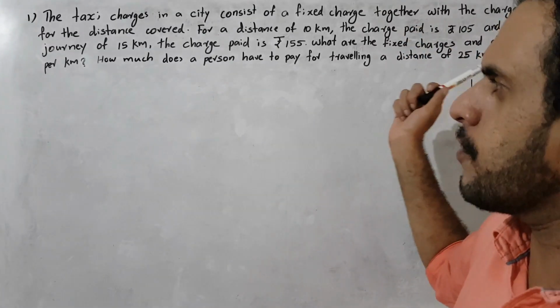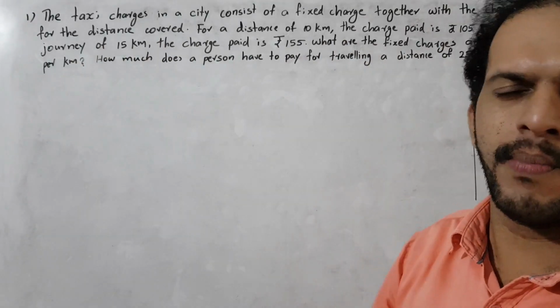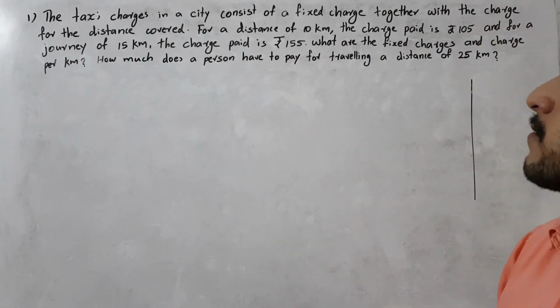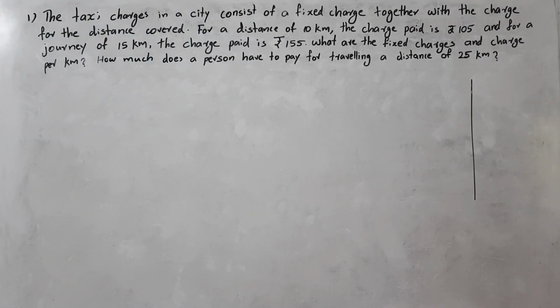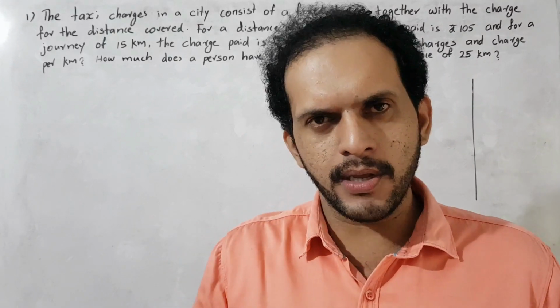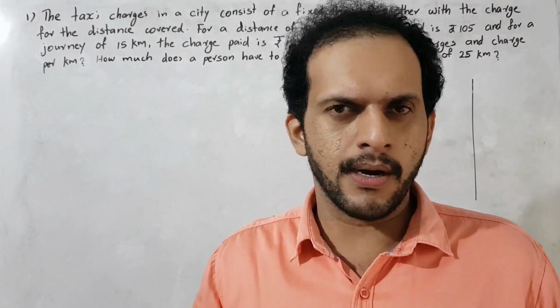We need to find what the fixed charge is and what the charge per kilometer is. The second question: how much does a person have to pay for traveling a distance of 25 kilometer? That is what we need to find.